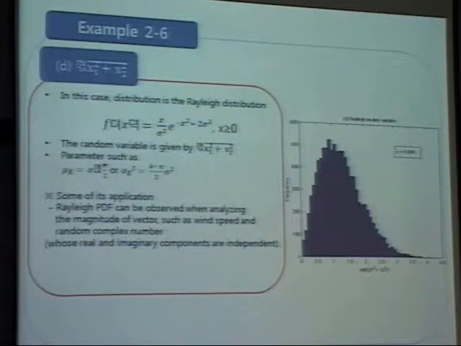So the Rayleigh random variable shape looks like this, and some of its applications: the Rayleigh PDF can be observed when analyzing the magnitude of a vector such as wind speed, and the random complex number whose real and imaginary components are independent. This is a very special comment, especially for the random variable.